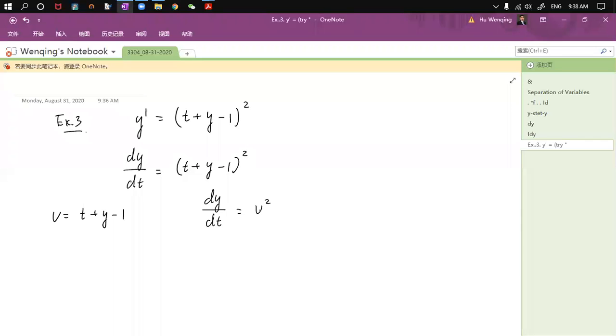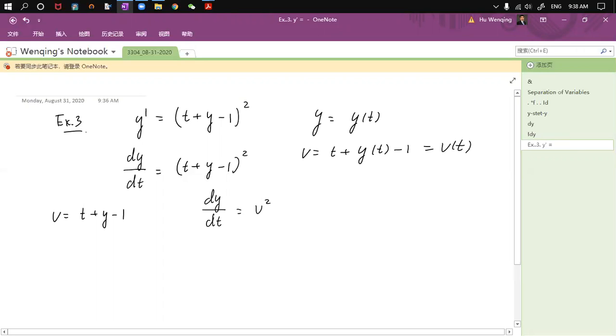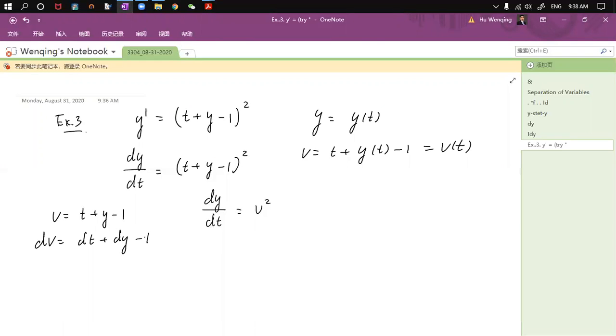A lot of people during that exam got stuck on this problem. And how do we do that? Well, the important thing is, remember, here y is a function of t. Y is y of t. So if you say v is t plus y minus 1, that is actually saying that v is a function of t also. Is that good for everybody? So therefore, we can consider differentials. So dv is actually dt plus dy, and there is no minus 1 because I'm taking the differential.